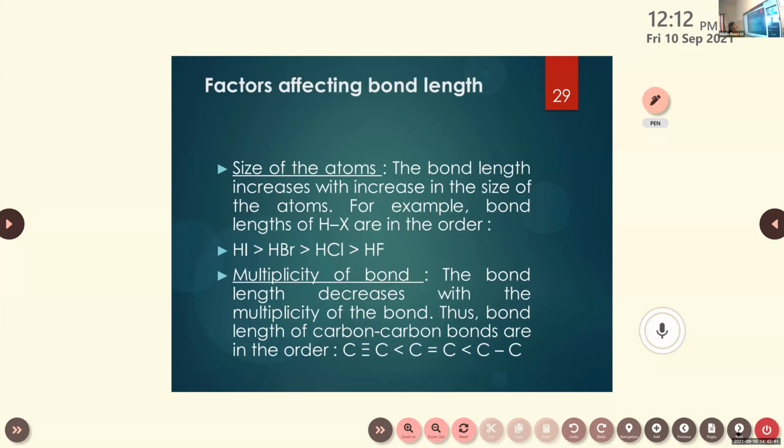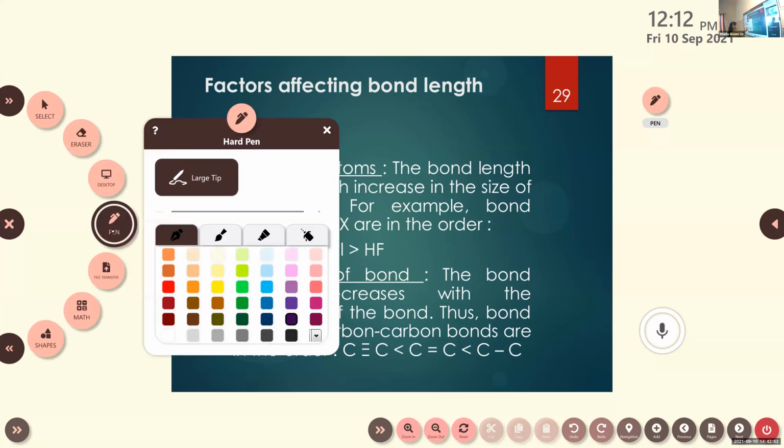Then we are moving to the next bond parameter. That is, before that, factors affecting the bond length. Factors affecting bond length. First one is the size of the atoms.